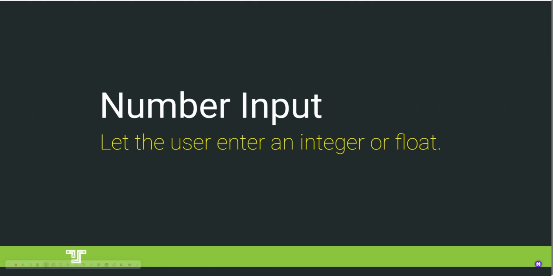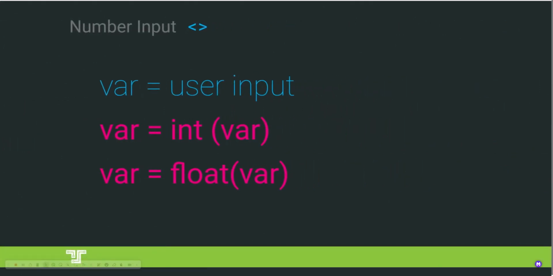For example, you might ask the user how much they like something on a scale of 1 to 10 or how old they are. In order to do this, we need to convert user input to a number when we want to do math with the value the user enters. Okay? It would look like this.